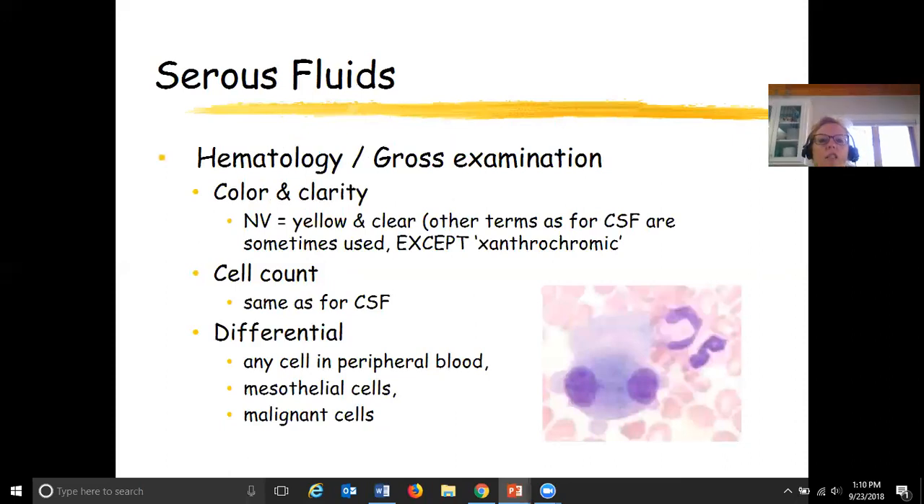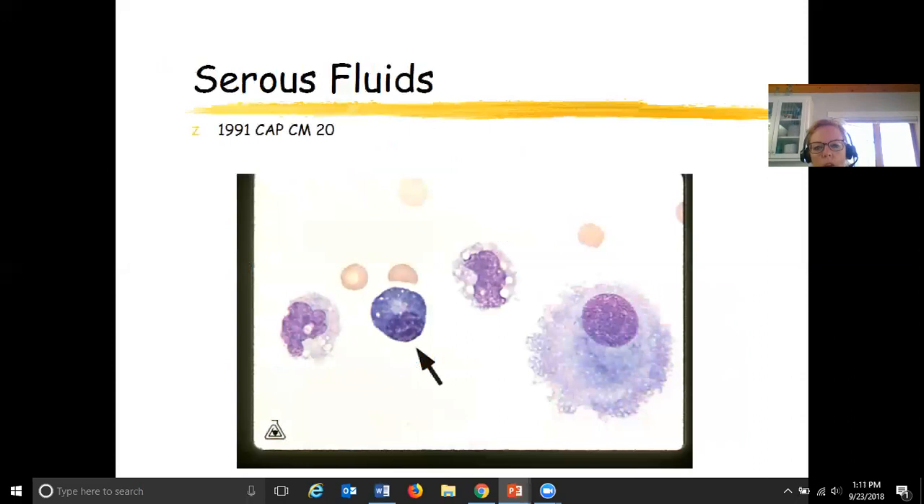So the first thing we'll look at is a gross examination for color and clarity. We never use the word xanthochromic with a body fluid because that's reserved for spinal fluids only. We do our cell count the same way as for spinal fluid. You may have to dilute these. Sometimes the white counts are pretty high, and you'll have to count reds and whites separately. And then we'll do differentials. So you may see any cell that you can see in the peripheral blood. You may see mesothelial cells, and you may see malignant cells. So here's an example of a mesothelial cell.